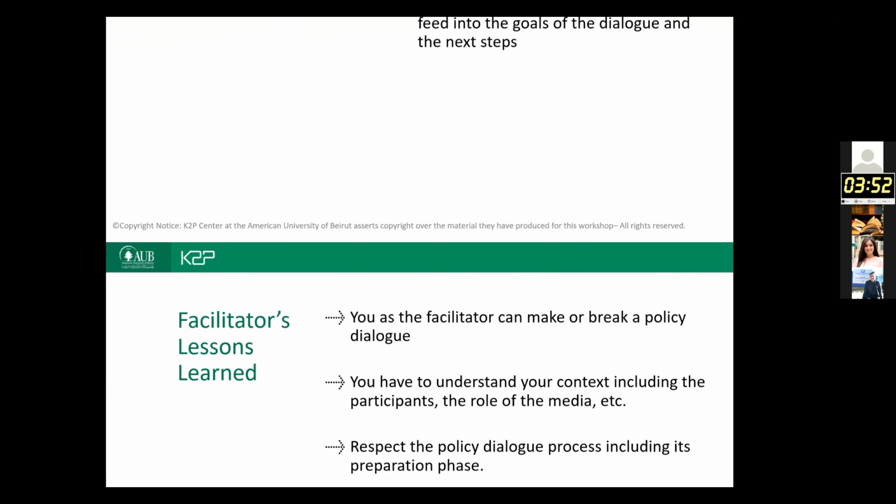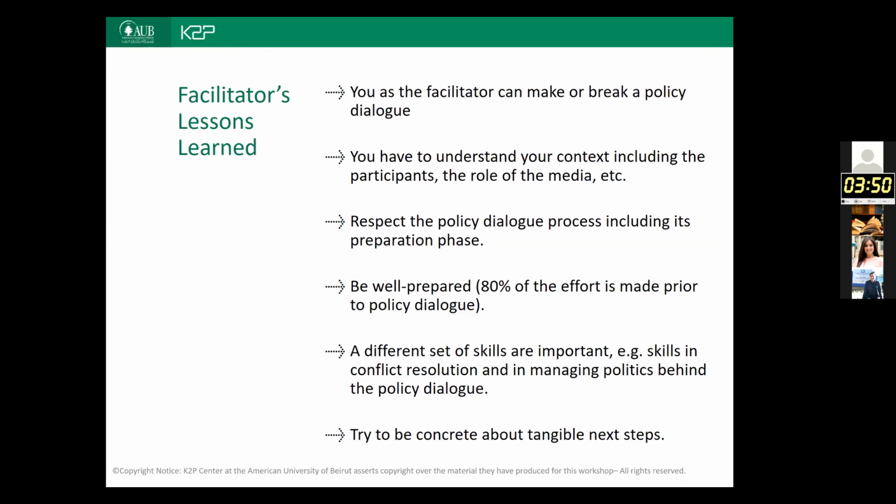So some lessons learned. As a facilitator, you can make it or break it in a policy dialogue. If you have aggressive people in the dialogue and you tend to attack those people, everyone will leave the policy dialogue. We will not get anywhere. You have to understand the context in which you're discussing. The participants that you have, you need to study them very well, understand their positions, respect policy dialogue processes, be very well prepared. 80% of everything that you do, or the success of the dialogue, would really come from your preparation.